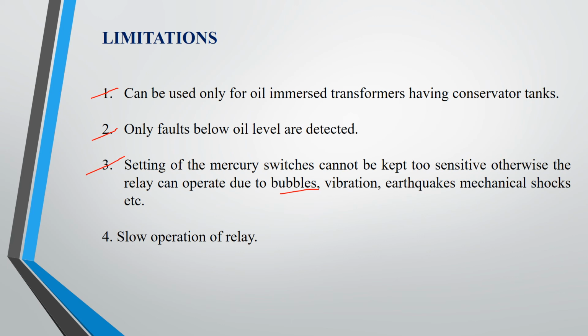Therefore, the setting of the mercury switches is not kept very sensitive, and thus this can cause a problem when a fault has occurred. The relay is very slow to operate, having a minimum operating time of 0.1 second with an average time of 0.2 seconds.